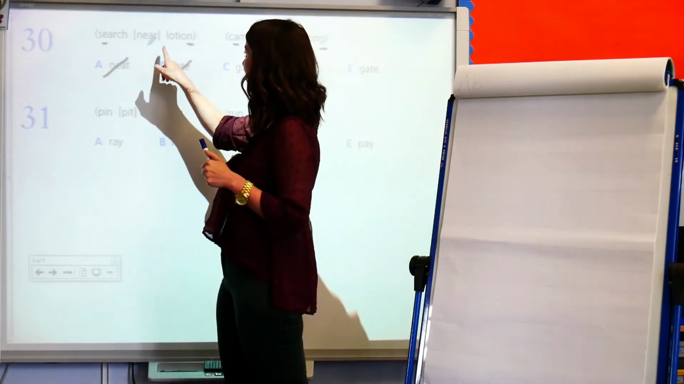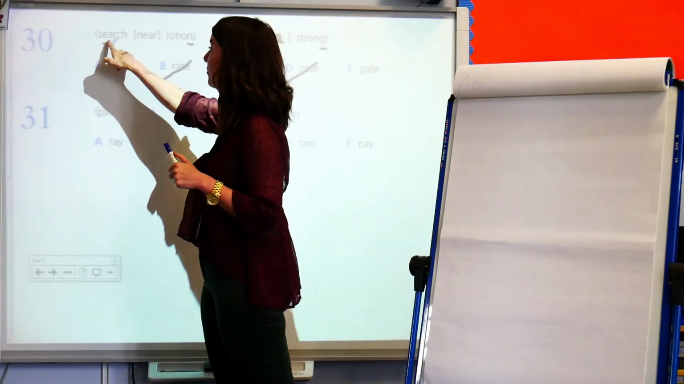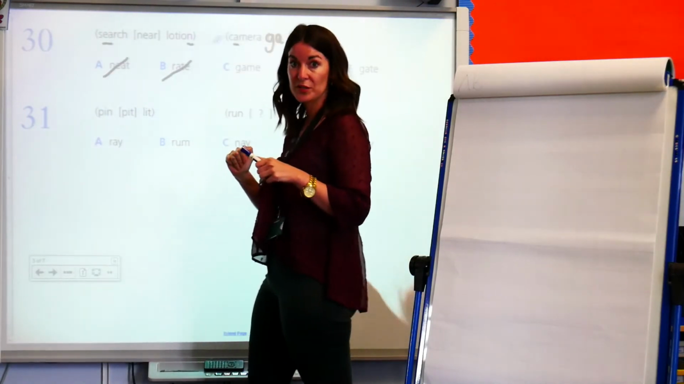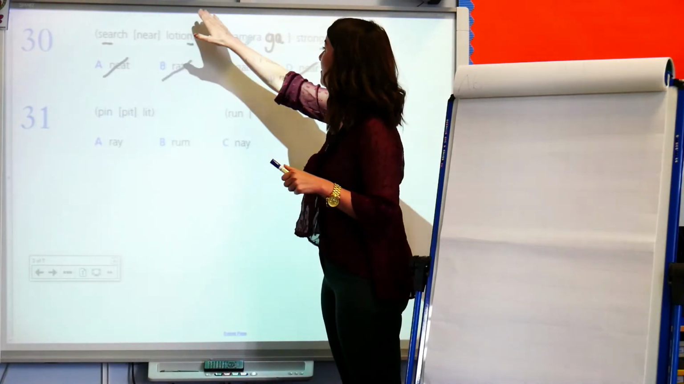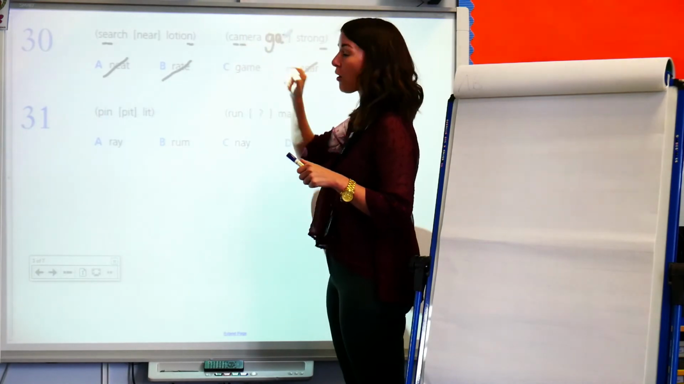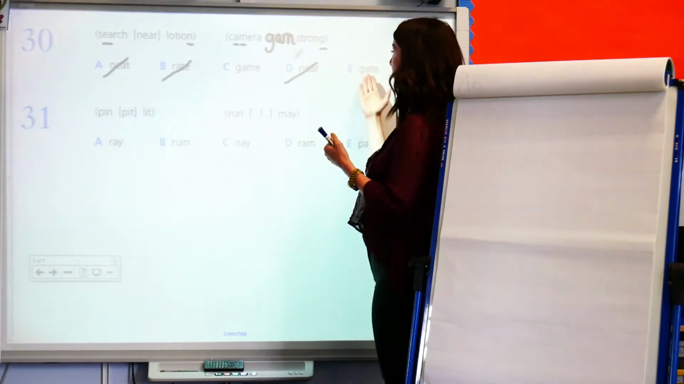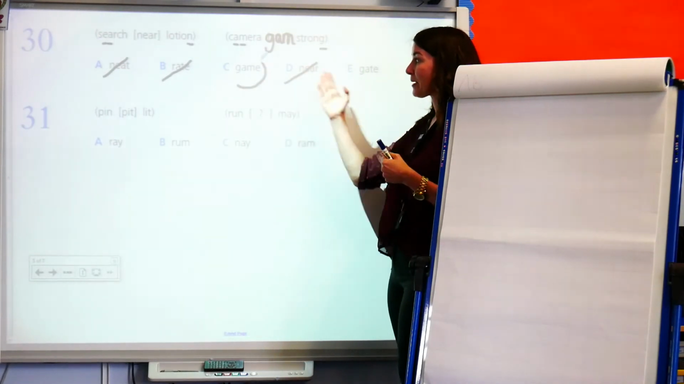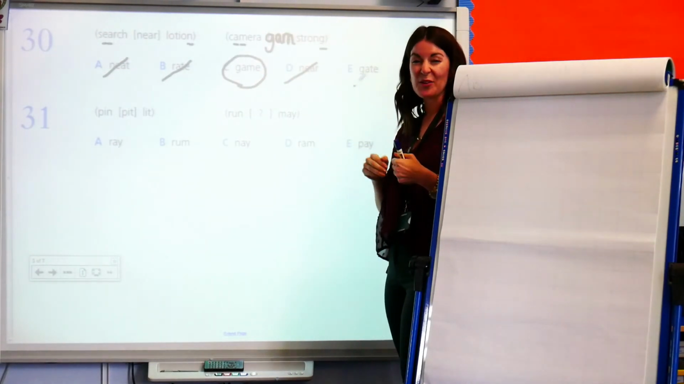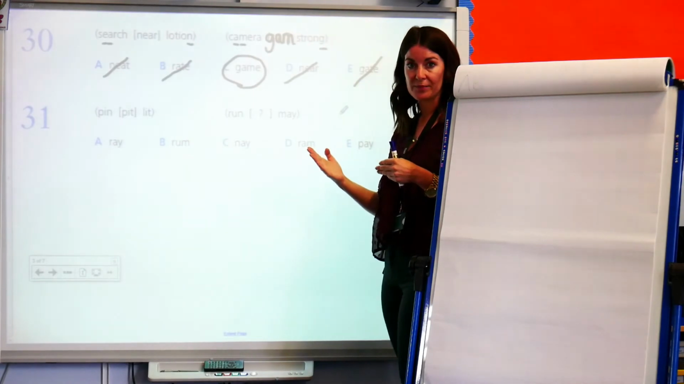Now, let's have a look. The A came from the third letter of search. So I do the same. I look at the third letter of camera, which is M. So the only possible answer can be game. I don't even need to work out the last bit, okay?